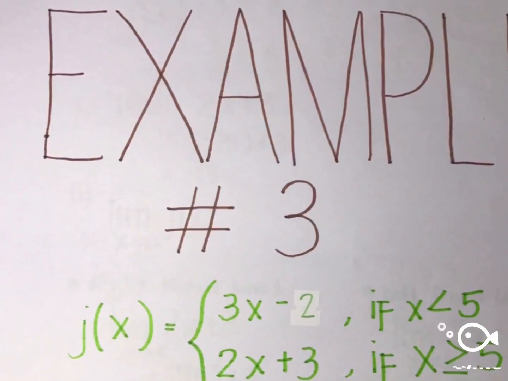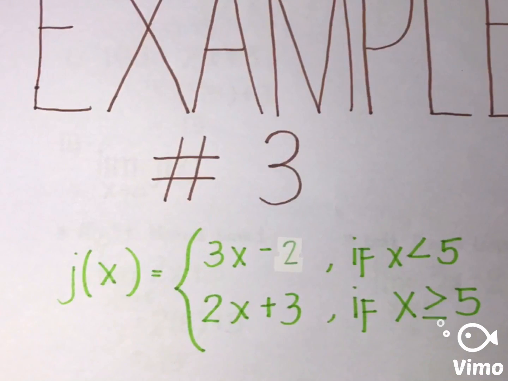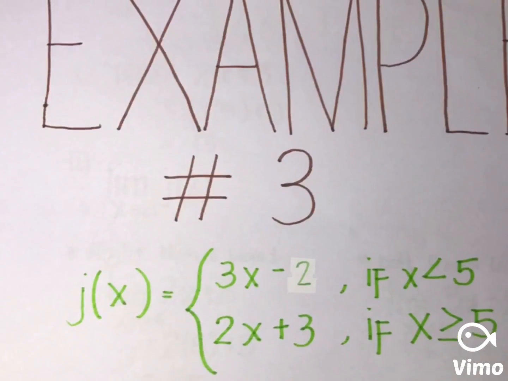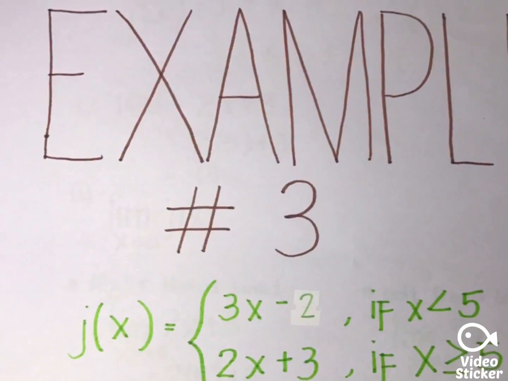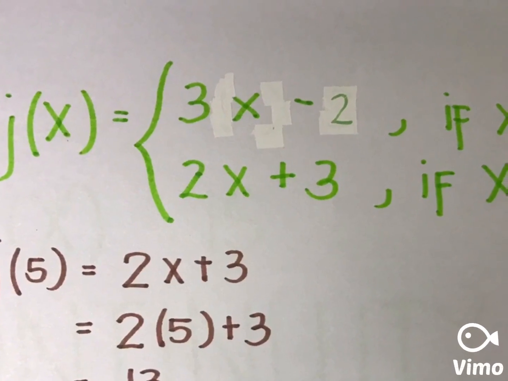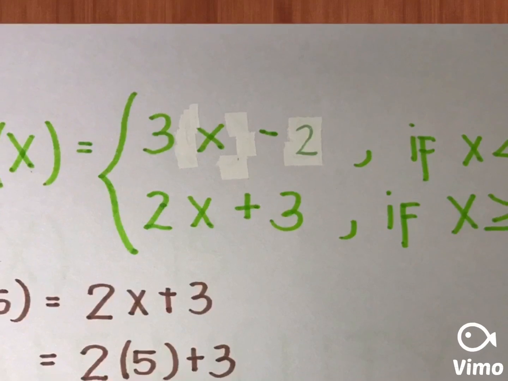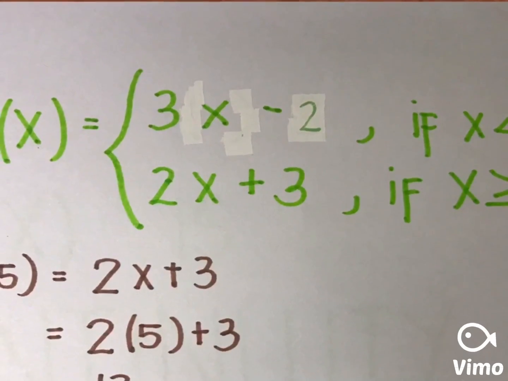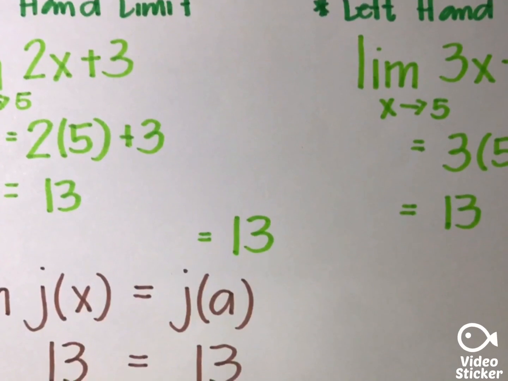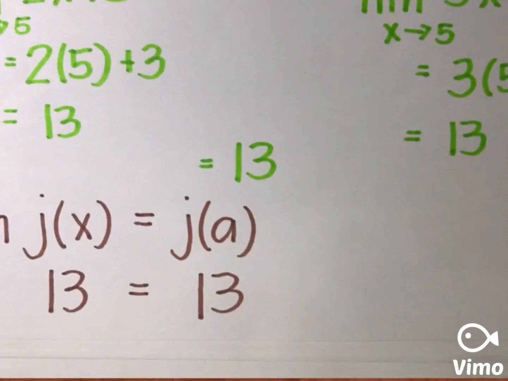Example number 3. Given the piecewise function j of x is equal to 3x minus 2 if x is less than 5 and 2x plus 3 if x is greater than or equal to 5. If x is equal to 5, then j of a is equal to 2x plus 3, and substitute the value of x, which is 5. You will have 2 times 5 plus 3 is equal to 13. Therefore, j of a exists.